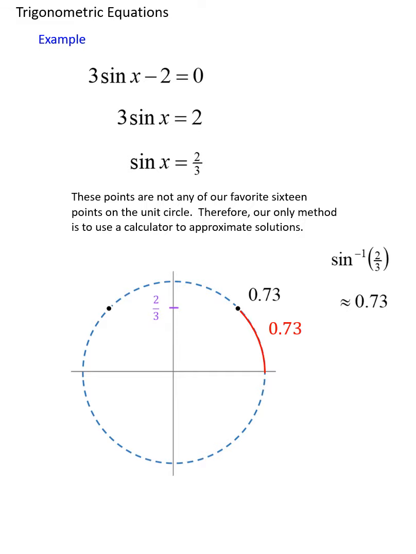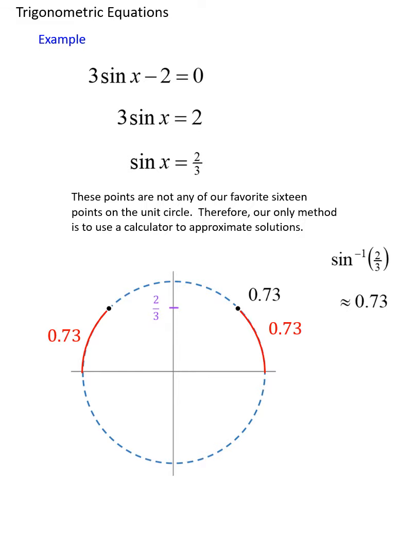But look, we also have a point in quadrant 2. And the calculator won't give us the point in quadrant 2. The calculator only gives us quadrant 1, and therefore we're going to have to use some cleverness to find the arc length that terminates at that second point. Watch this creative thought. By symmetry, the length of this arc on the left is the same as the length of the arc on the right. So that length is also about 0.73.